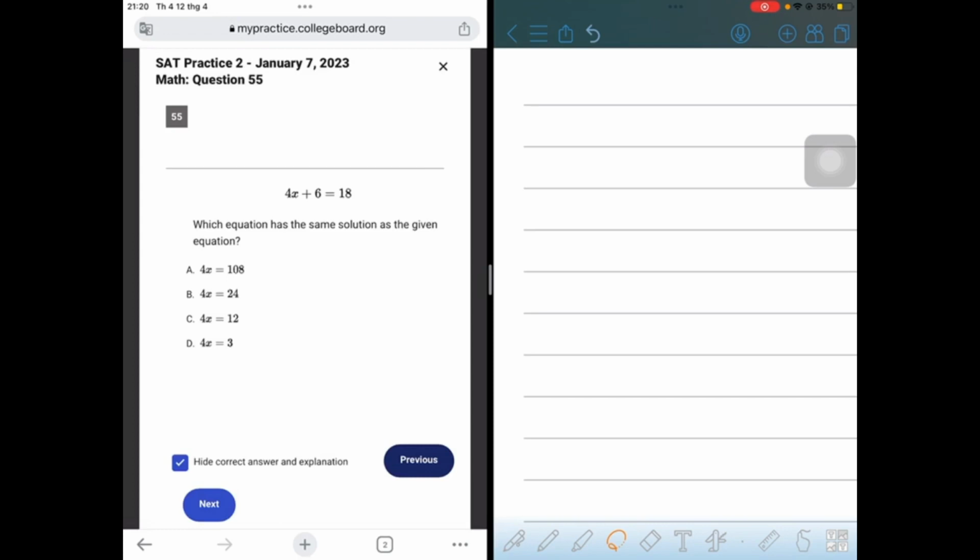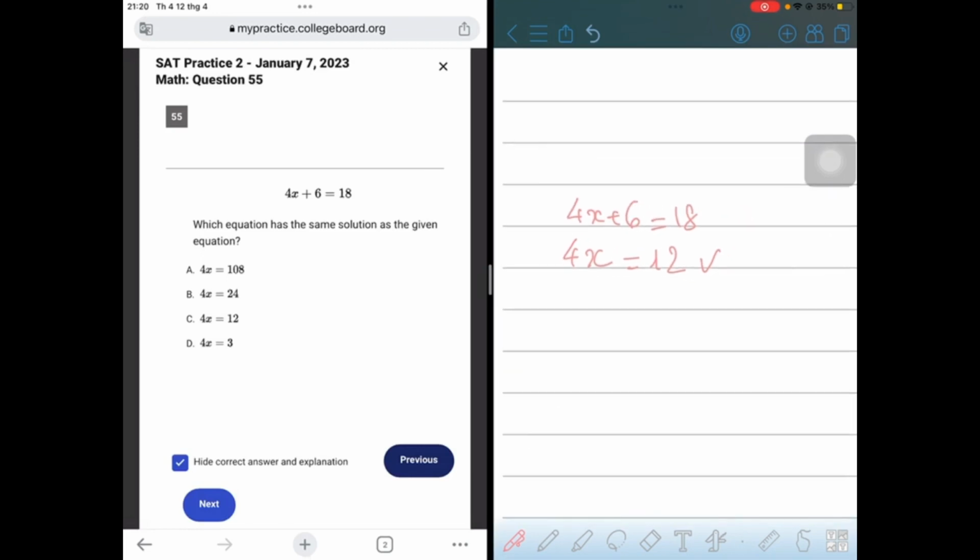So this is the first question. This is an easy one, like for the youngest. For x plus 6 equals 18, it means that x equals 12. Actually, you only need to calculate until here, the step 1. You don't need to calculate what x equals. Now you see the question asks which equation has the same solution, so it means C, right?